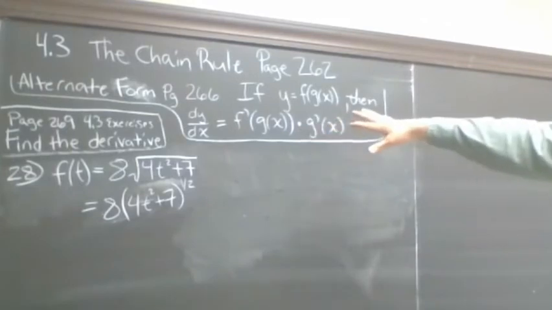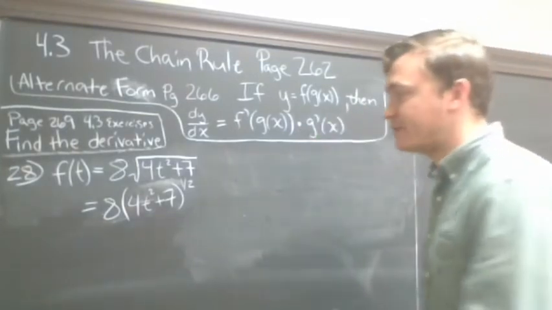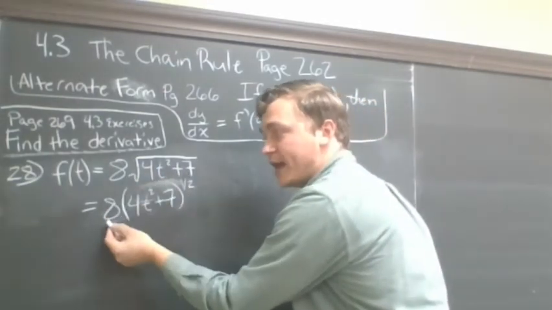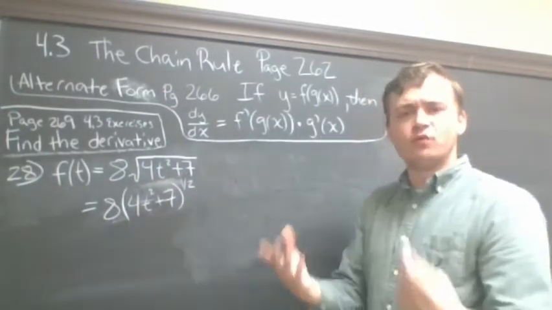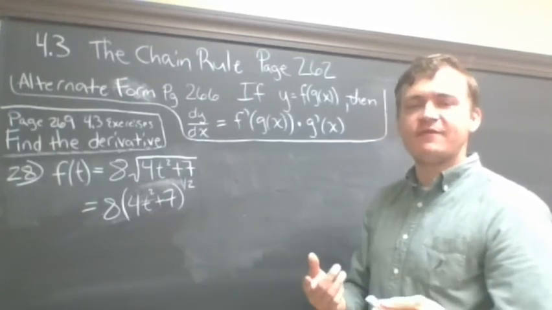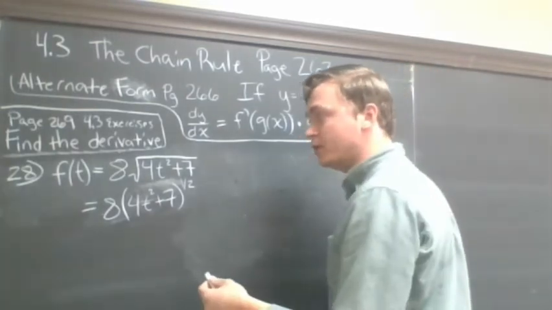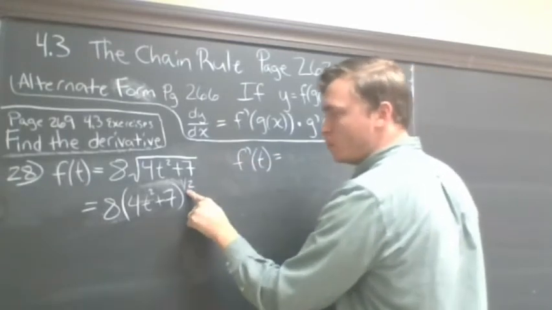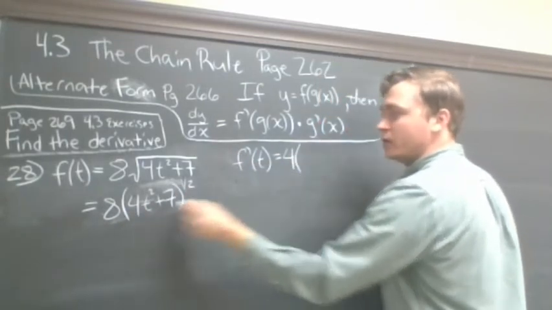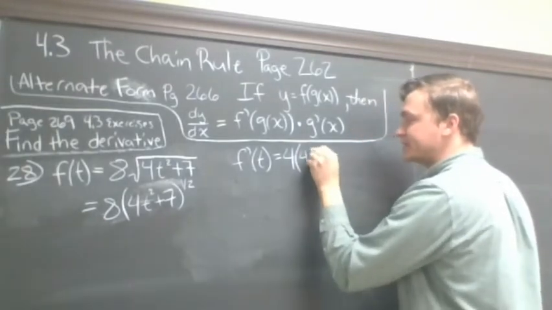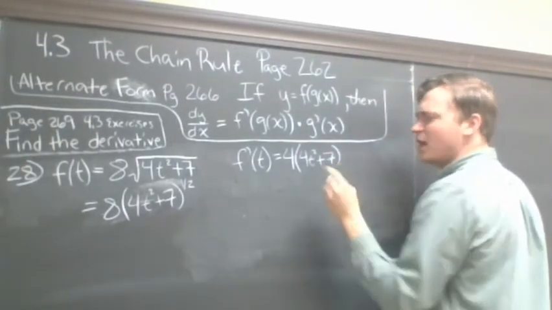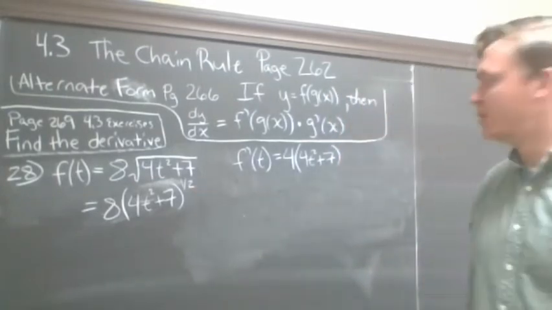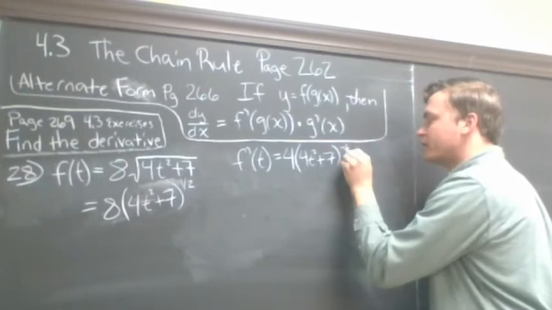Moving forward with the chain rule, taking the derivative of the outside function, here is our exponent. So we will take the exponent and multiply it out front. 8 times 1/2. Well, 8 times 1/2 is the same as 8 divided by 2. So taking our derivative here, f prime of t, 1/2 times 8, we get 4. Keeping the inside of the parentheses exactly the same, 4t squared plus 7. But now we're subtracting 1 from 1/2. 1/2 minus 1, well, that's a minus 1/2.